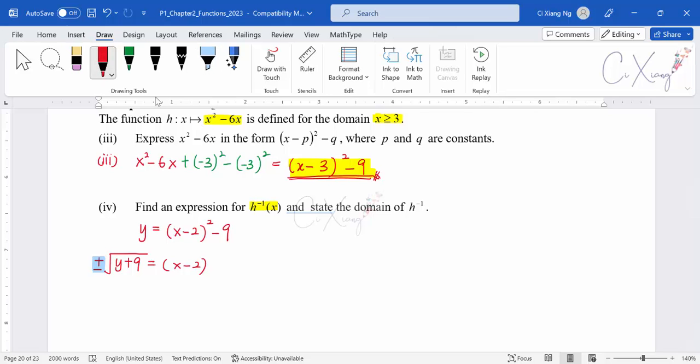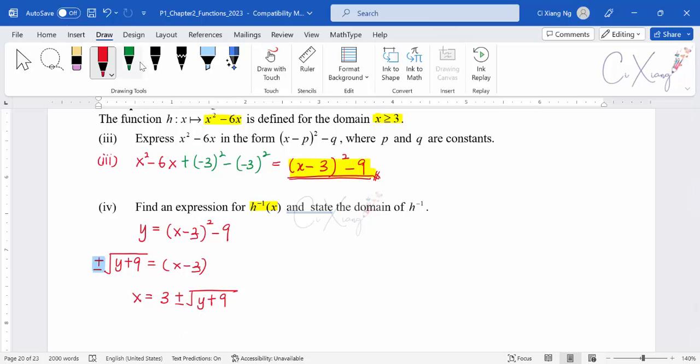Okay, so I think I made a careless mistake here. This one should be a 3. Then after that, I want to move the 3 over. So I have x equals 3 plus or minus the square root of y plus 9. Until this step, we consider our steps quite complete. So from y in terms of x, I changed it to become x in terms of y.